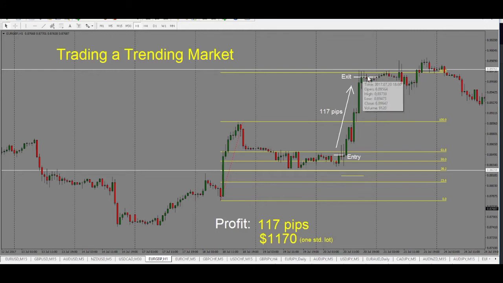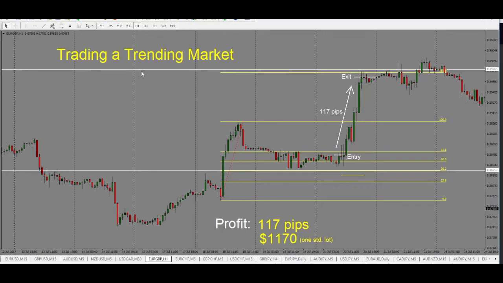And we see that the price starts to go sideways. It's not able to break this previous high. So that's an indication that price could go sideways, it could go down, or it could pull back. So this is a good time to exit the trade. From entry to exit here, we have 117 pips in the trade.